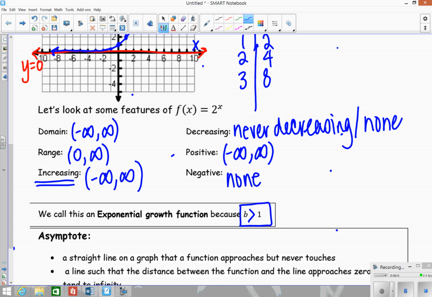If it were equal to 1, then it wouldn't be doing anything. It would actually end up being a constant. It would be a straight line. So the fact that b is greater than 1 means that it's going to be a growth function. So let's look at another example.